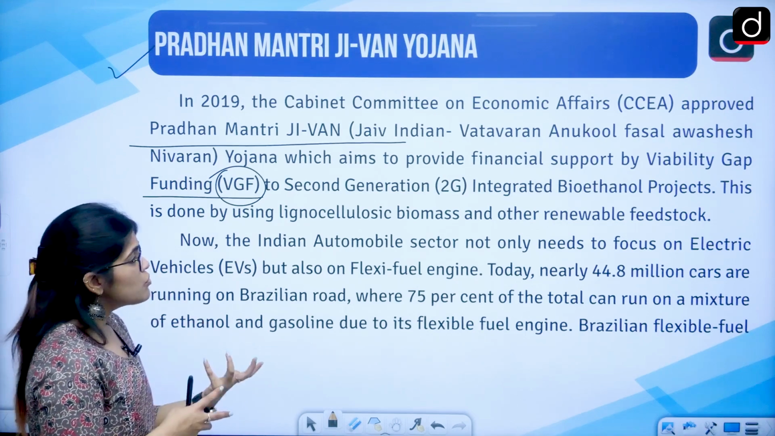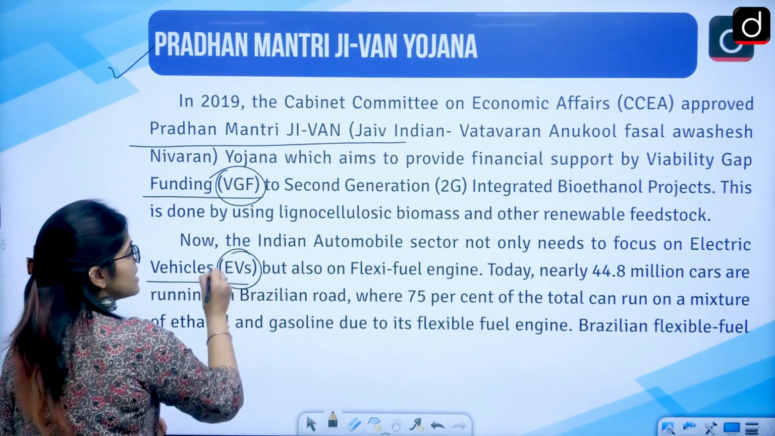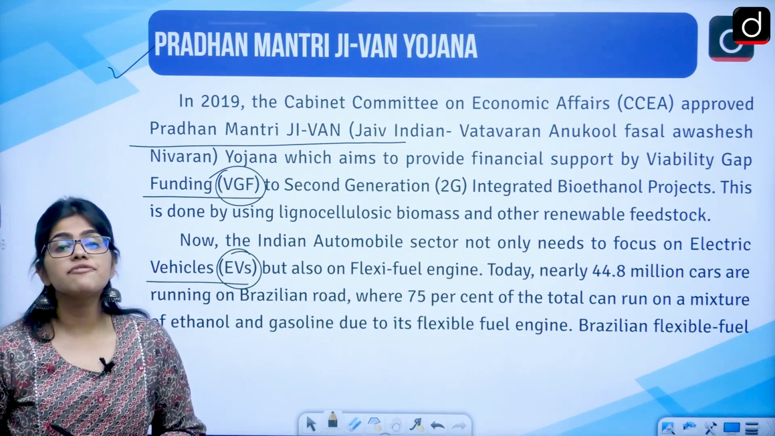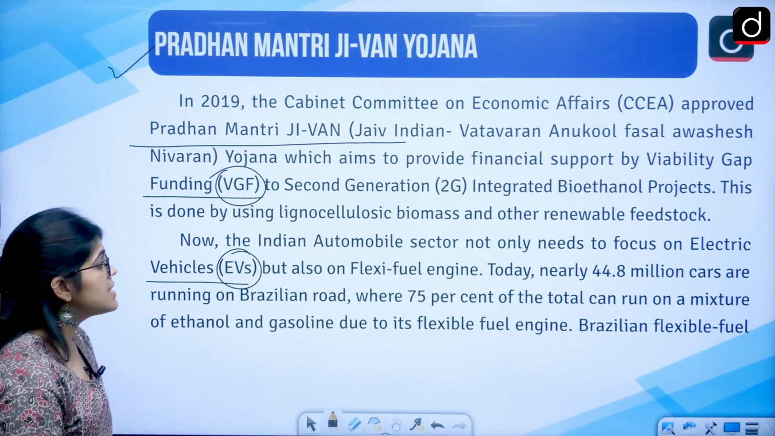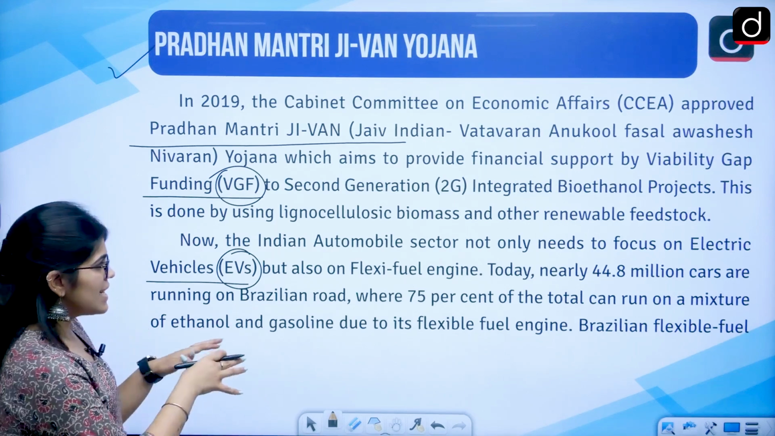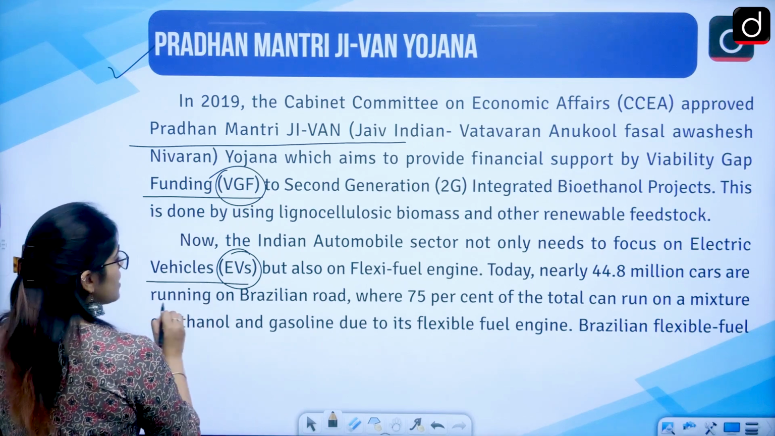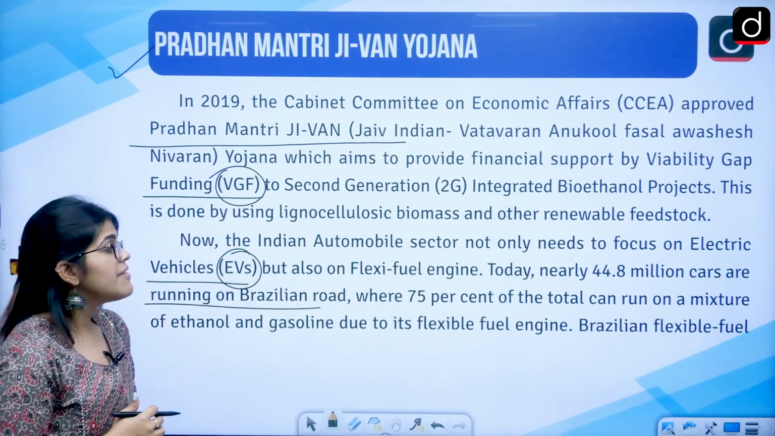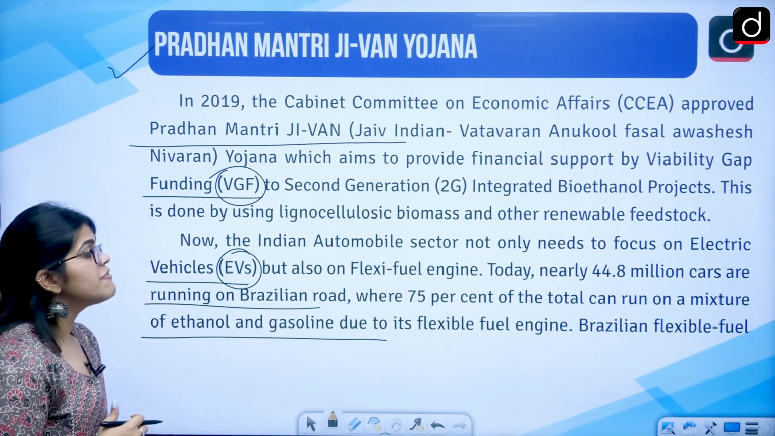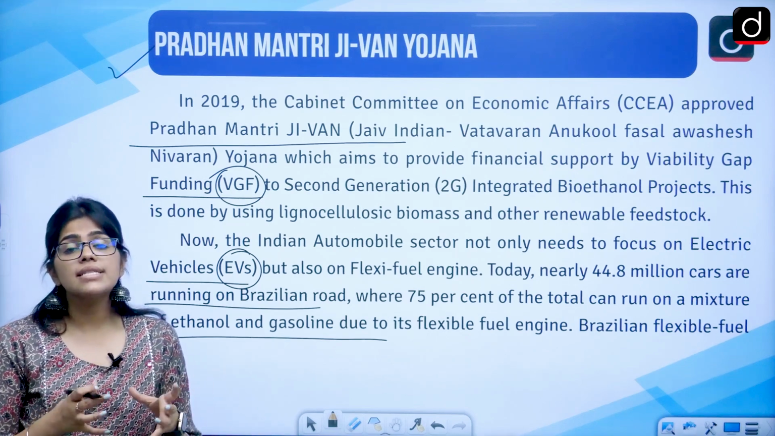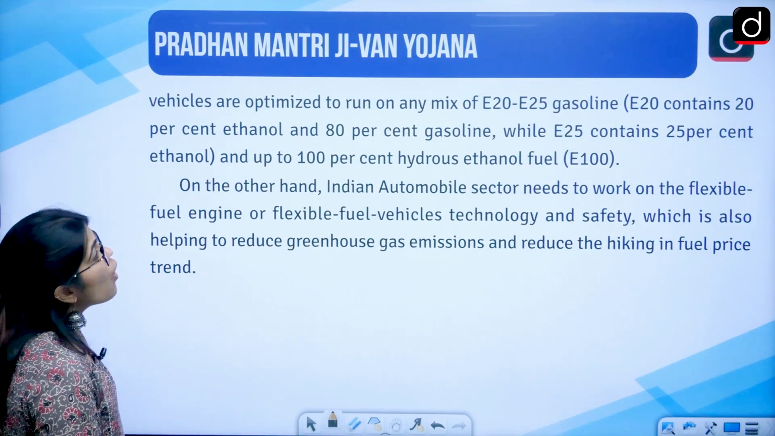Now, the Indian automobile sector not only needs to focus on electric vehicles, that are called EVs, but also on flex fuel engines. So we are also shifting towards flex fuel engines because that is helpful. As per the latest data, nearly 4.8 million cars are running on Brazilian roads, where 75% of the total can run on a mixture of ethanol and gasoline through flex fuel engines, right? So Brazil is a country which is extensively using ethanol, and flex fuel vehicles are optimized here.